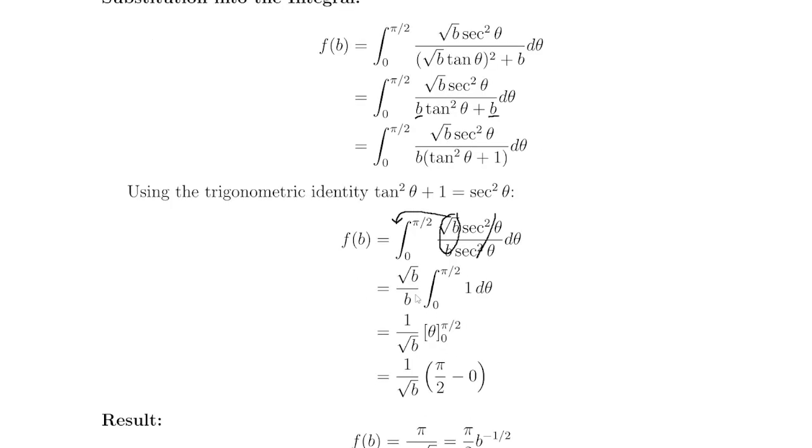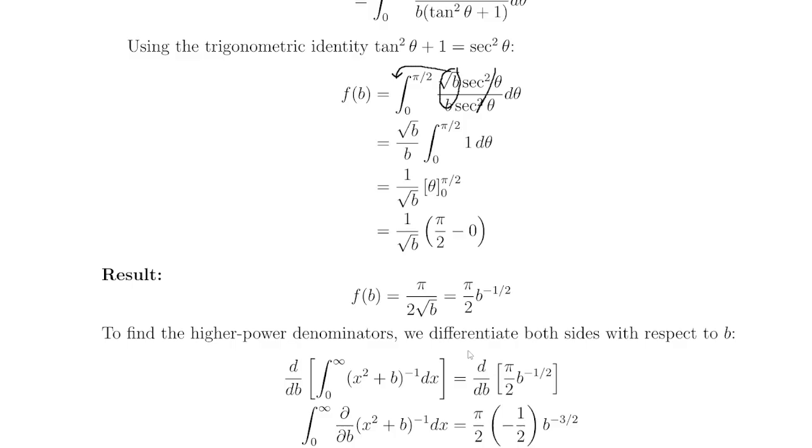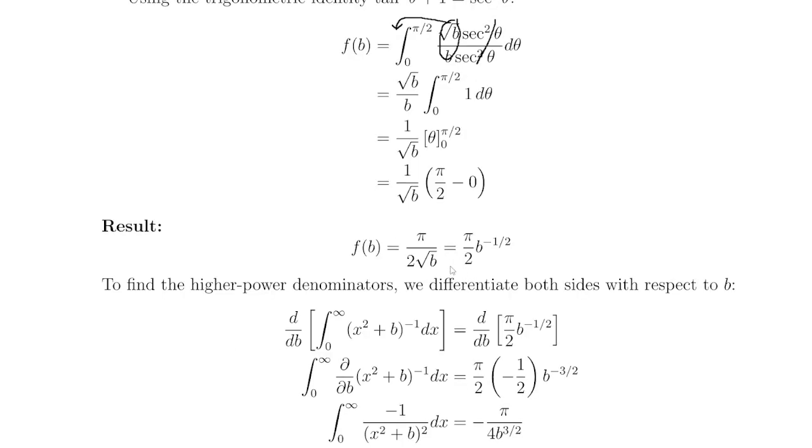And square root of b over b is just 1 over root b. And then integrating 1 with respect to theta is just theta. Going from 0 to pi over 2, you get pi over 2 minus 0. And then multiply that by 1 over root b, you just get pi over 2 times root b. So that proves that integral.